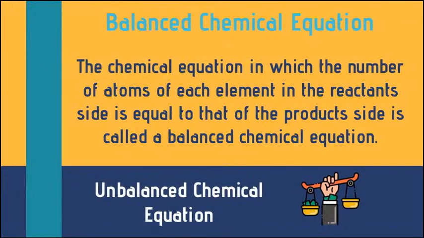So there is an unbalanced chemical equation too. It is just the opposite of the balanced chemical equation. So we can write it as: the chemical equation in which the number of atoms of each element on the reactant side is not equal to that of the product side is called an unbalanced equation. Basically, most equations are unbalanced. So we are going to learn how to balance the equations, and we are going to balance them in a few seconds.